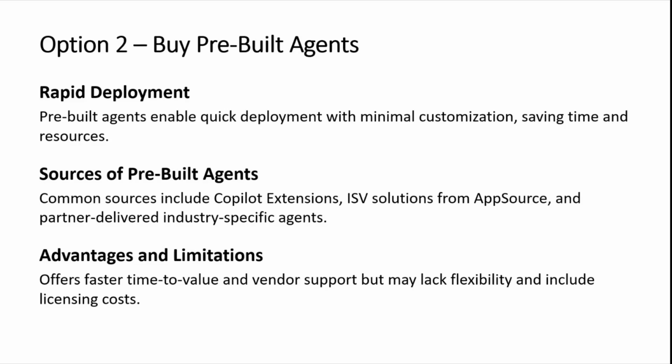Second, the sources of these pre-built agents. There are multiple ways organizations can acquire these pre-built agents. First is the Copilot extension, which is a ready-made extension that enhances Microsoft Copilot's capabilities using predefined actions, workflows, as well as connectors. Then we have ISV solutions from Microsoft AppSource. Independent software vendors offer industry-focused agents such as HR assistants, customer service bots, document management agents, as well as compliance and audit agents.